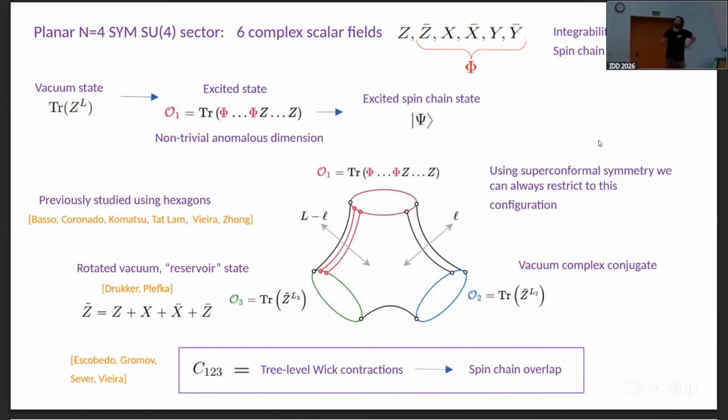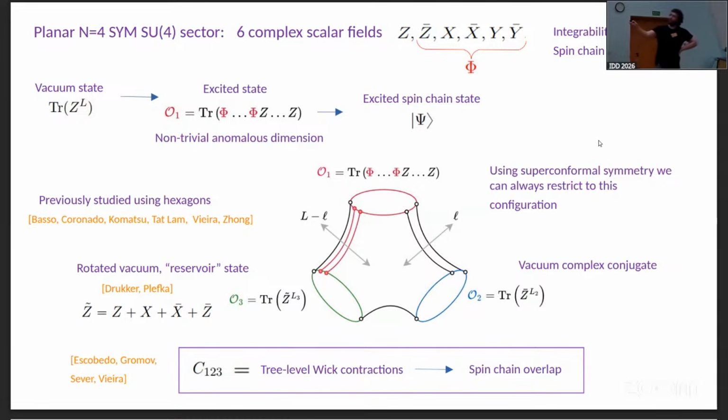Scalar sector, so 6 real scalar fields, so z, z bar, x, x bar, y, y bar. I have a vacuum, which is, say, trace of z to the L. And on this vacuum, I start adding extra fields. So I sprinkle some x's, some y's, z bars, whatever you want, okay? And in the integrability framework, this excited state is going to correspond to some excited spin chain state in my, say, SU(4) spin chain, okay? So this is the setup we want. We have our one excited state in our 3-point function, and we want to contract this with 2 protected vacuum operators.